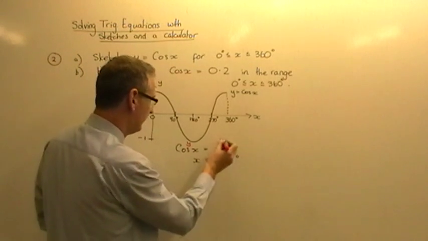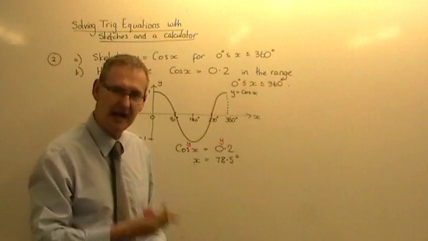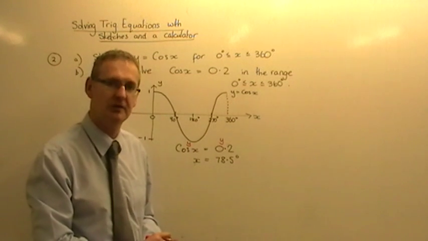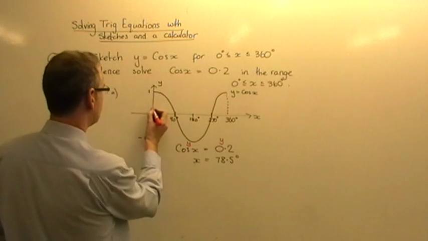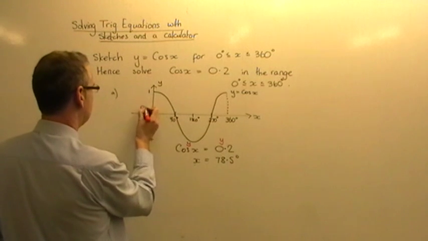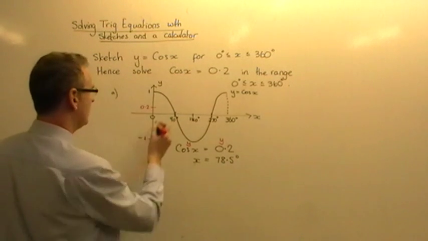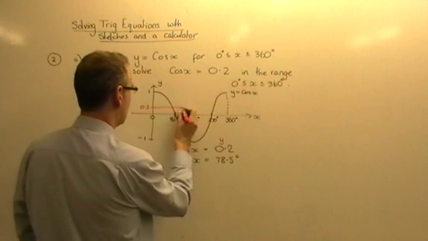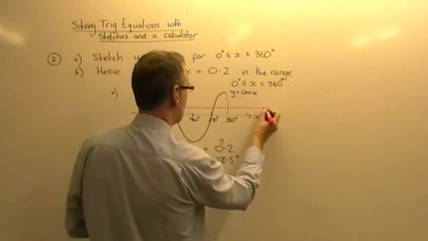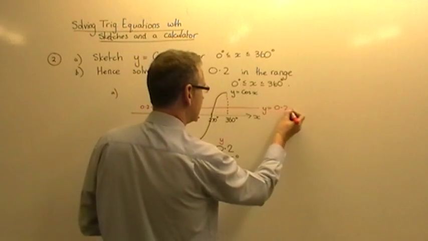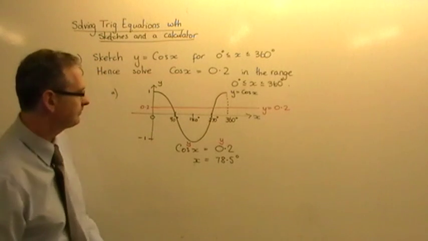Secondly, I would plot a graph of y equals 0.2. Well, I haven't got that. It's a straight line graph, horizontal. So I need to go to 0.2, which is about there on my scale, mark on 0.2, and draw a horizontal line going across and label it with its equation or its name, y equals 0.2.